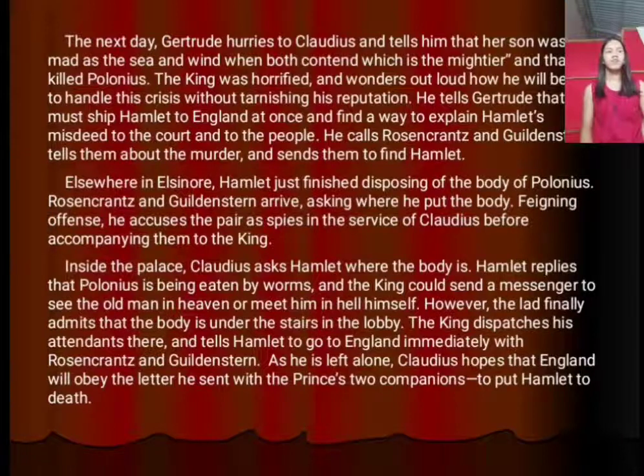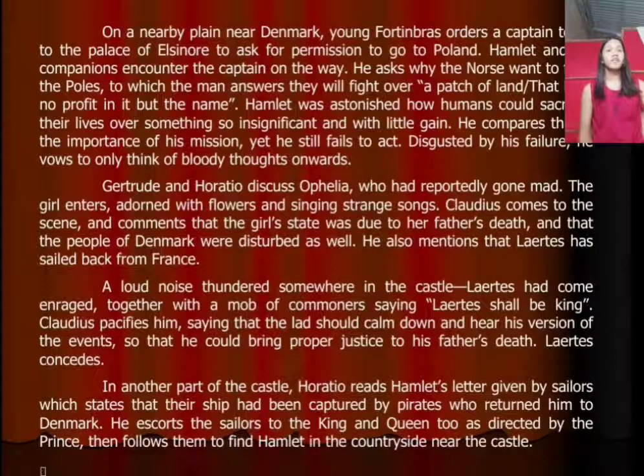As he is left alone, Claudius hopes that England will obey the letter he sent with the prince's two companions, which is to put Hamlet to death. On a nearby plain near Denmark, young Fortinbras orders a captain to go to the palace of Elsinore to ask for permission to go to Poland.